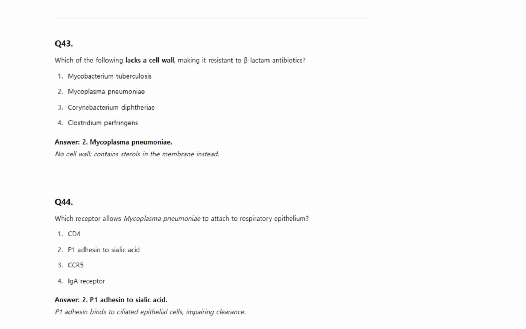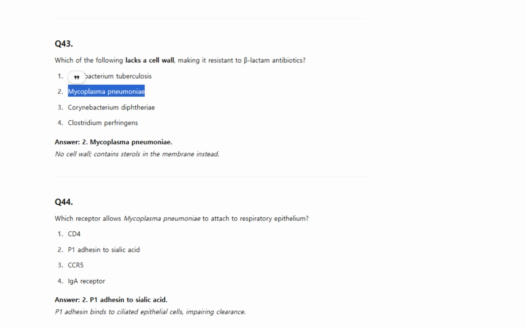Q43. Which of the following lacks a cell wall, making it resistant to beta-lactam antibiotics? 1. Mycobacterium tuberculosis. 2. Mycoplasma pneumoniae. 3. Corynebacterium diphtheriae. 4. Clostridium perfringens. Answer 2. Mycoplasma pneumoniae. No cell wall, contains sterols in the membrane instead.